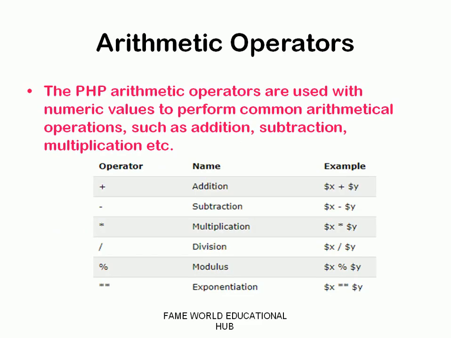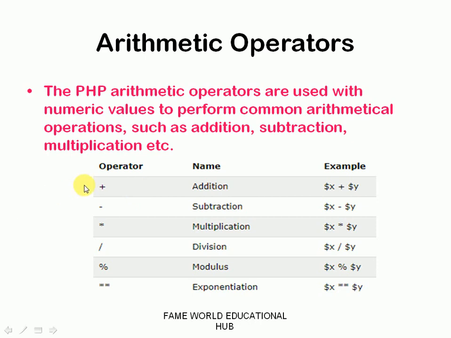Arithmetic operators. So what are the arithmetic operators? As we know, arithmetic means mathematics and here the operators included are purely mathematical operators. The PHP arithmetic operators are used with numeric values, that is numbers, to perform common arithmetical operations such as addition, subtraction, multiplication, etc. Yes, the arithmetic operators are the mathematical operations which we usually perform in mathematics. Similarly, we can perform those functions in PHP too.